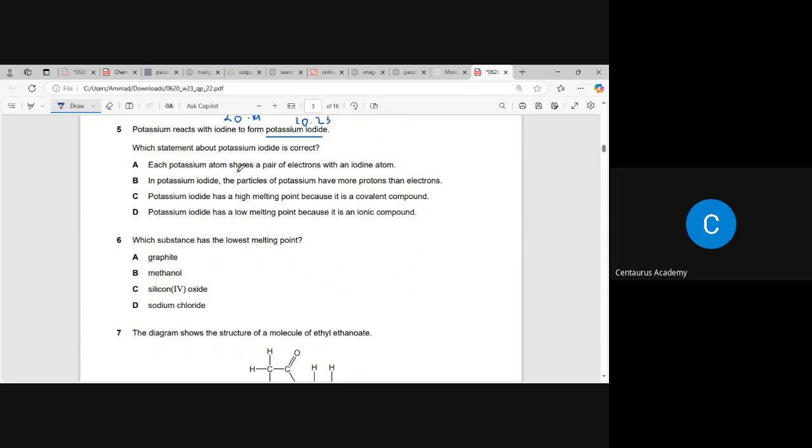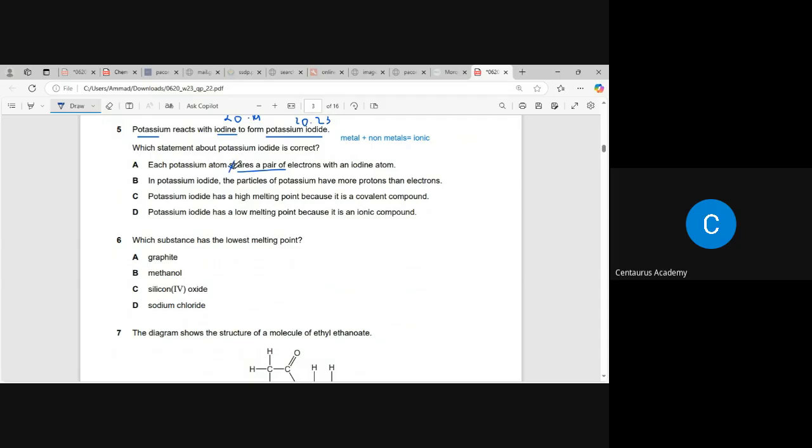It is obviously not going to share a pair of electrons because potassium is a metal and iodine is a non-metal. Between metals and non-metals, we have ionic bonding. Whenever there is ionic bonding, there is no sharing of electrons. There is a transfer of electrons. Potassium is going to transfer its electron to iodine, and as a result both of them are going to ionize. So A is absolutely incorrect.